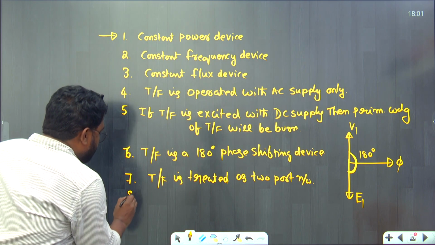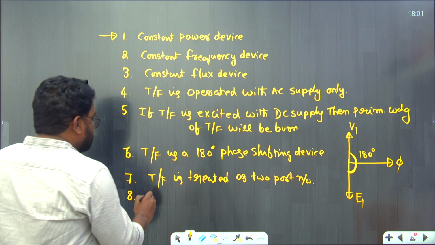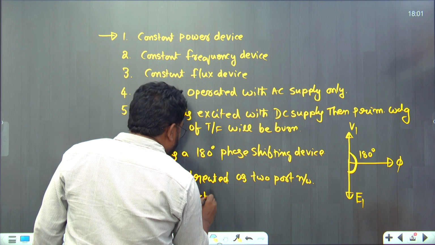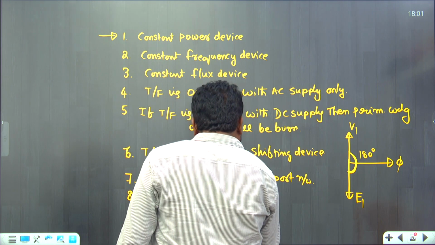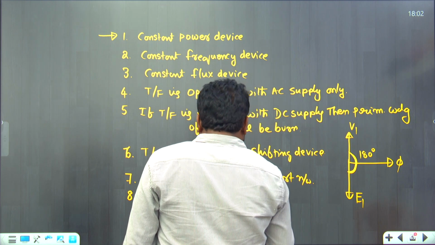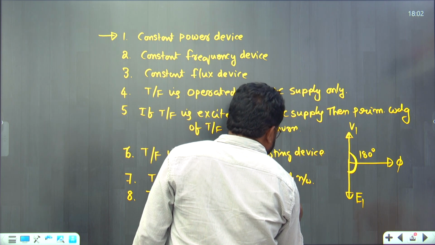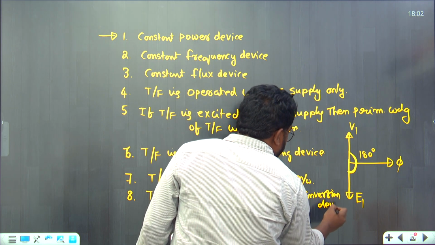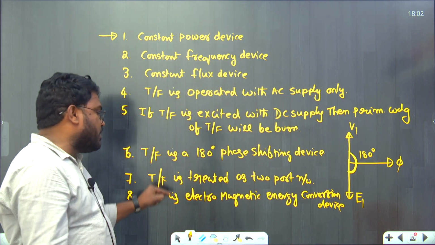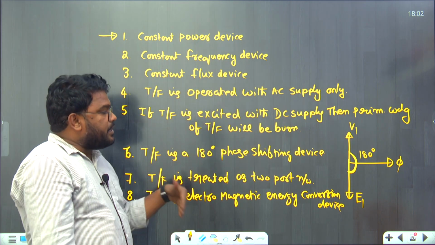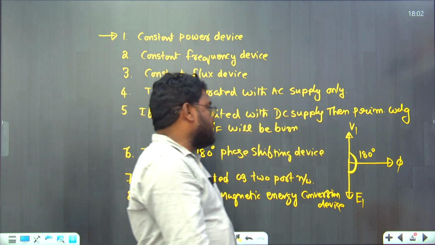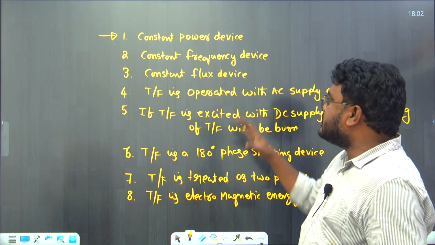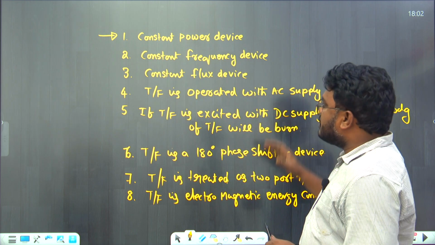One more point: the transformer is an electromagnetic energy conversion device. That means electrical energy is initially converted into magnetic energy, and again magnetic energy is converted into electrical energy. So these are some points about transformers: a constant power device, a constant frequency device, and a constant flux device.